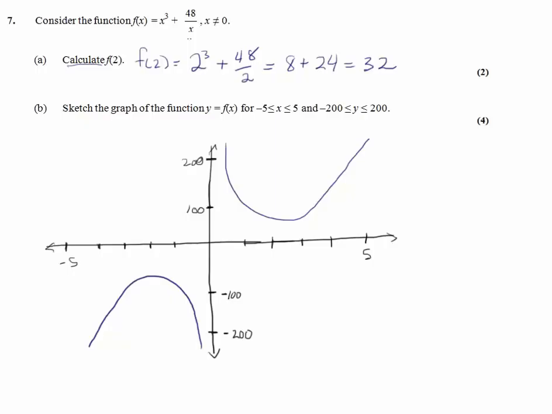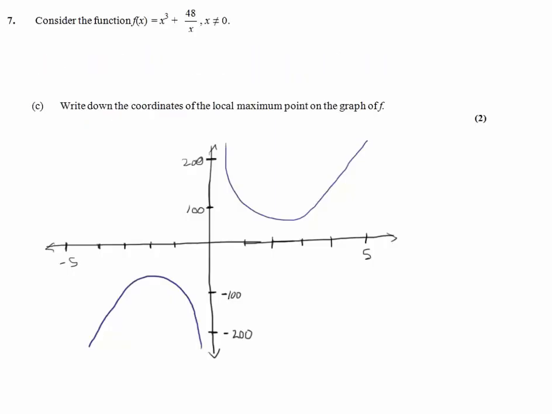Next, in part C, they ask you to write down the coordinates of the local maximum point, and there's a reason why they're using the term local maximum. As you can see, the graph goes off to something above 200, but it's not really a maximum point. But over on the left side, that's typically what we think of as a maximum point, where the function has gone up and then started to come down. And that's what we refer to as a local maximum.